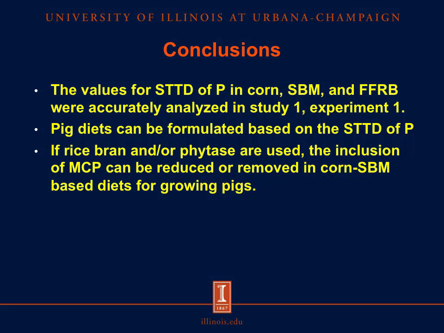In conclusion, the values for STTD of P in corn, soybean meal, and full-fat rice bran were accurately analyzed in Study 1, Experiment 1. Pig diets can be formulated based on the STTD of P, and if rice bran and or phytase are used, the inclusion of MCP can be reduced or removed in corn soybean meal diets for growing pigs.